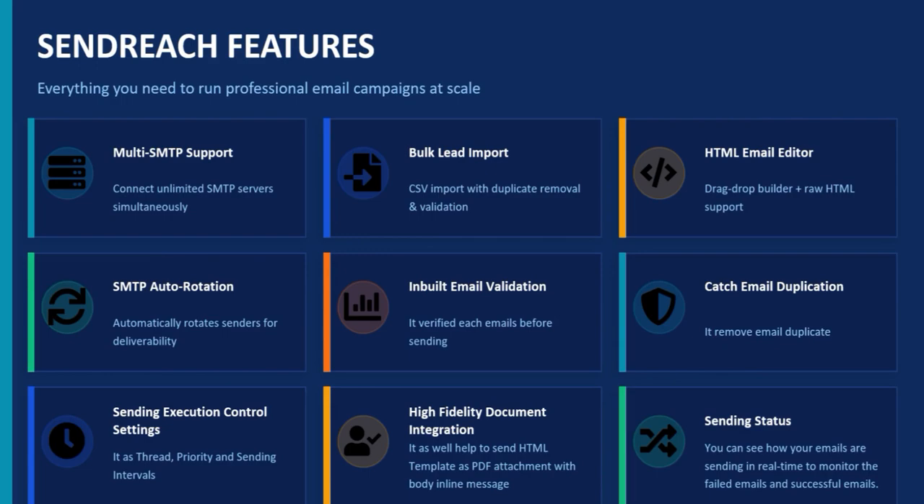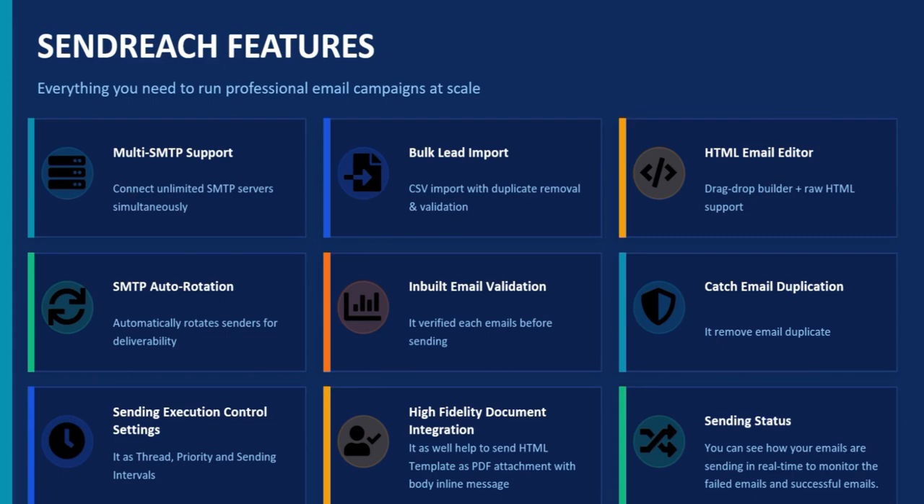SendReach features. Let's go through SendReach Sender features. Number 1 feature is multi-SMTP support. You can add any SMTP in this one. We have PowerMTA SMTP, we have Mailgun SMTP, we have Postmark SMTP, we have Maker SMTP, we have Gmail SMTP, we have Microsoft SMTP. So you can add whatever SMTP you have. Connect unlimited SMTP servers simultaneously without any issue.